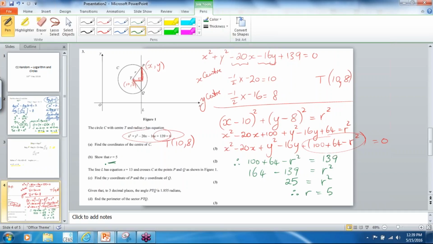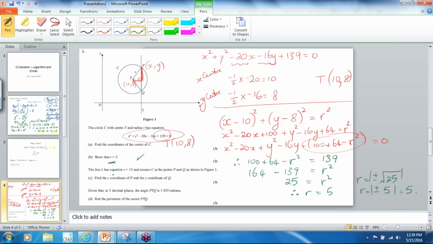And it says show that r equals 5. Notice it wouldn't be r equals negative 5. Technically, you could take that square root to be plus and minus, but you wouldn't say a radius has a negative 5 because radius is absolute. So radius is the absolute of that value, which is simply 5. Okay.